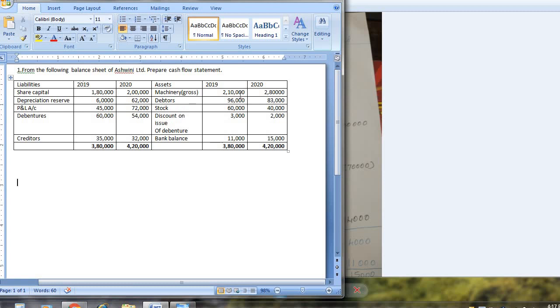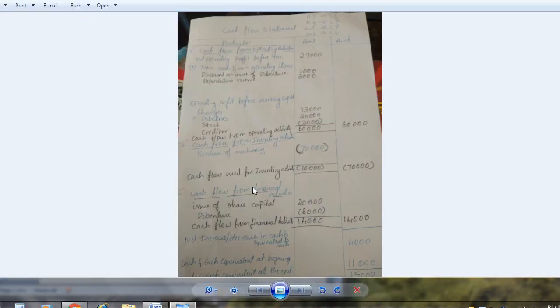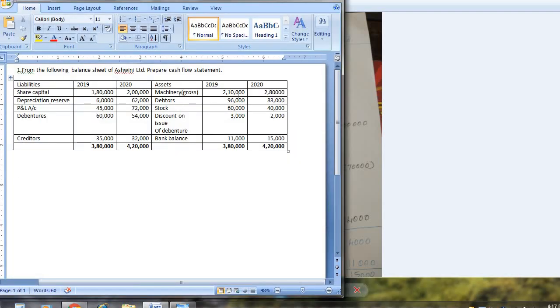Machinery is how much? 2,10,000 in the 19, 2,80,000. That means what? Asset increase. If asset increase, what is decreased? Cash is decreased. And it is a fixed asset. As I told you, fixed asset will come under investing activity. It will come under investing activity. So here you can see cash flow from investing activity, purchase of machinery, because in the question you can see there is an increase. That means increase means you have purchased.